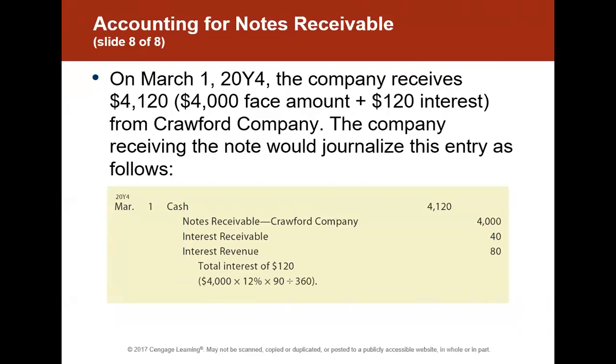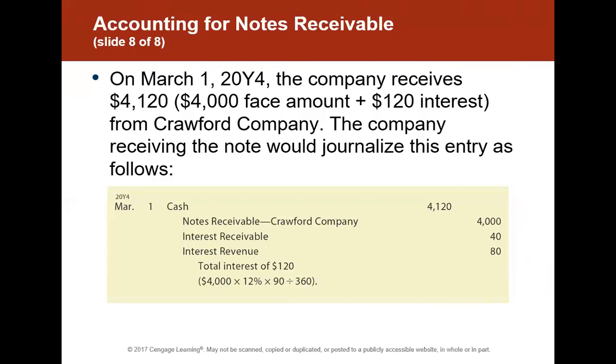So this is the next year. March 1 is the maturity date of this full 90-day note. On March 1st, the company receives the $4,000 plus the full $120 in interest. As you can see, the first little part stays the same. Cash is received at $4,120. Notes receivable is credited for the face value of $4,000. This is where it changes. We've already recognized $40 of interest last year. That's where we credit the interest receivable.